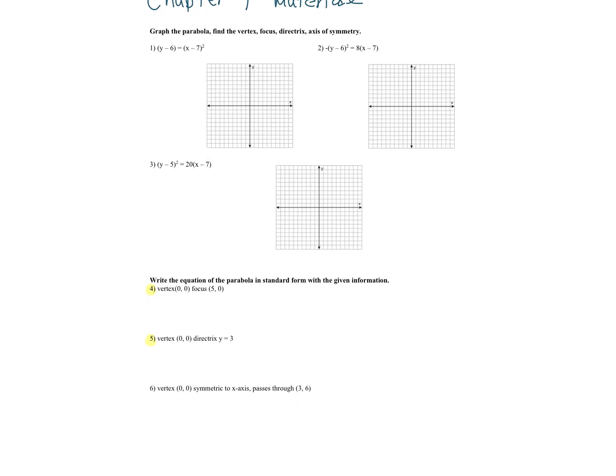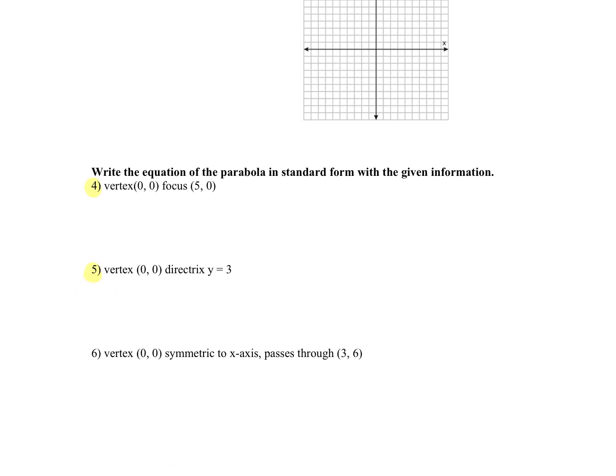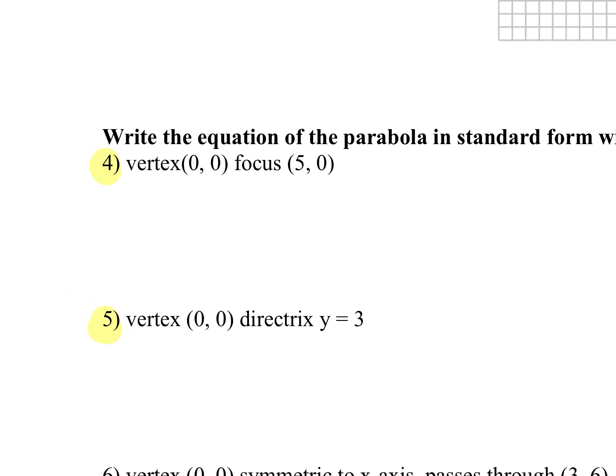All right, next, you guys will have conic questions, so parabola, hyperbola, ellipse, but we're going to give you all the formulas. So just plug it into the formulas, make sure you pay attention. For number 4, it says write the equation of the parabola in standard form with the given information. So our vertex is at 0, 0. Our focus is at 5, 0. So we're going to go right 5 and stay at 0, which means our parabola opens to the right. It opens in the direction of the focus.